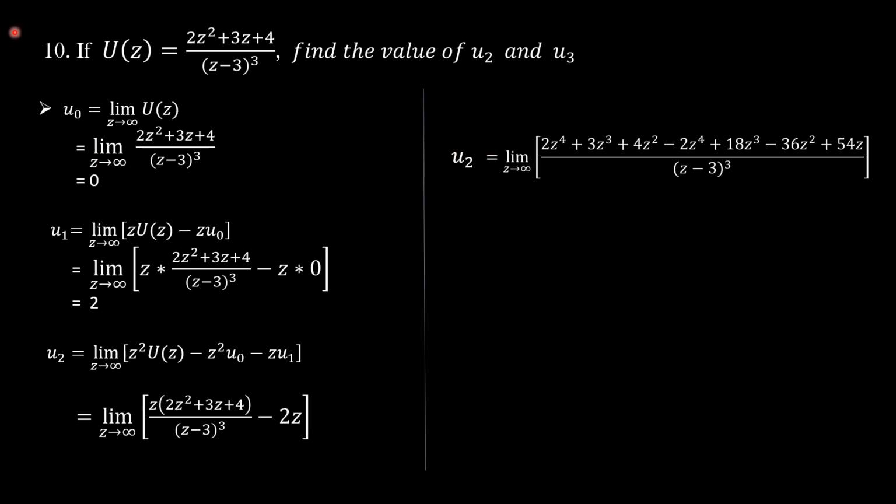limit z tends to infinity 2z to the power 4 plus 3z cube plus 4z square minus 2z to the power 4 plus 18z cube minus 36z to the power 2 plus 54z divided by z minus 3 whole cube. Cancel 2z to the power 4 and minus 2z to the power 4. Take z cube outside and then apply the limit so that you will get u2 equal to 21.